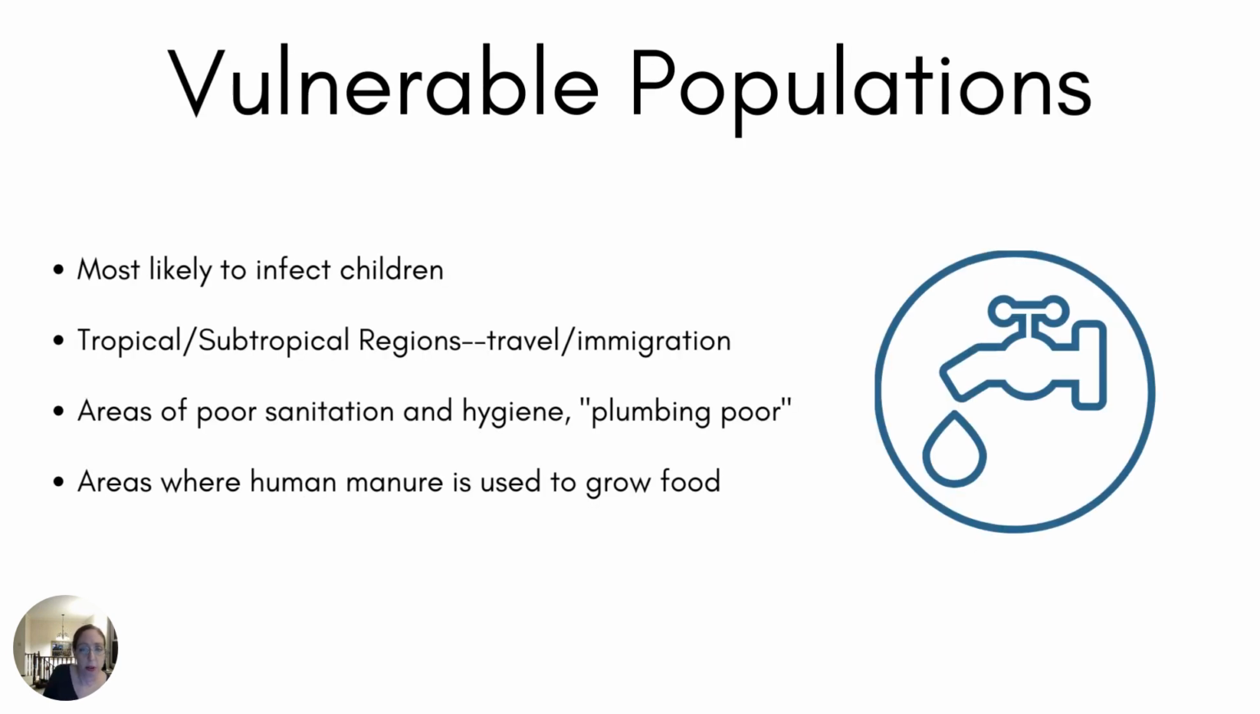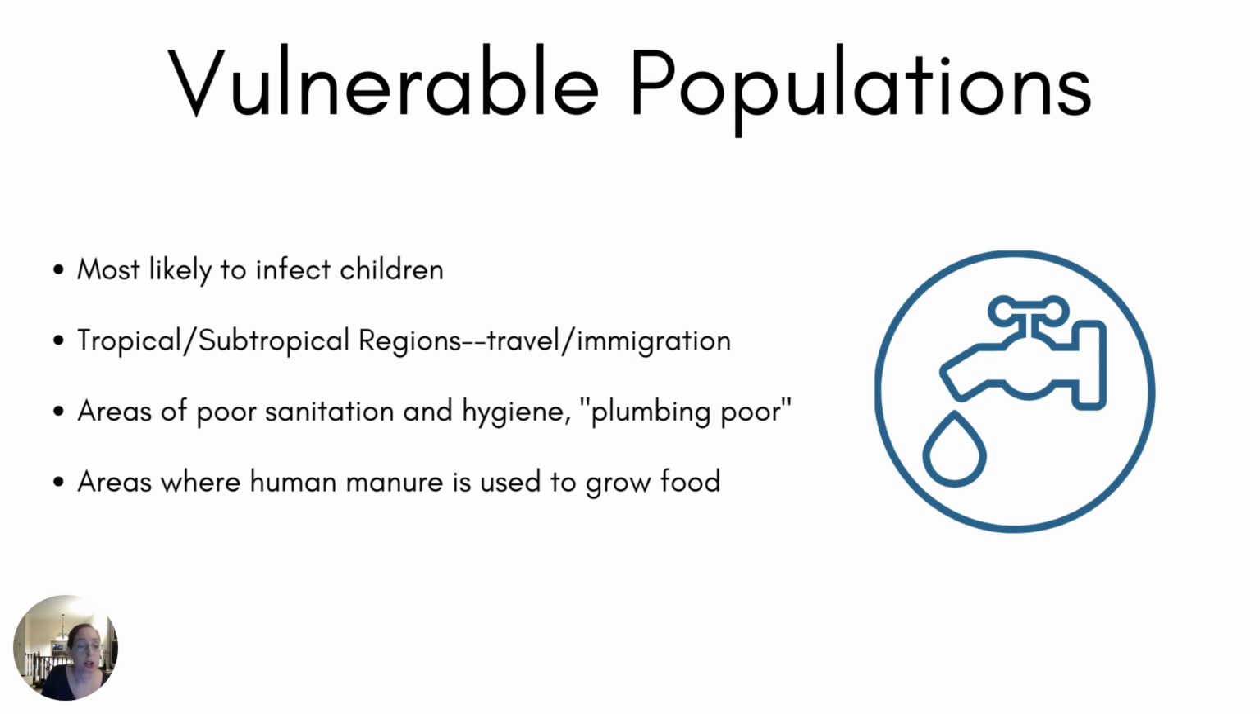All right, so vulnerable populations. These worms are most likely to infect children. And the reason for that is because children are dirt eaters. Children put everything in their mouths, and they are likely to be outside, find some dirt, find a toy in the dirt, find a pet in the dirt, and all of that is going into their mouths. And so these worms are most likely to infect children.